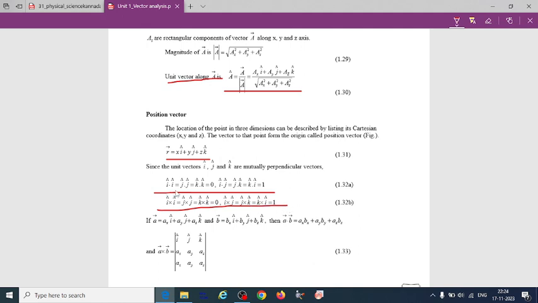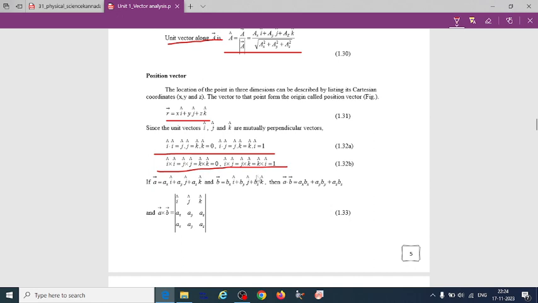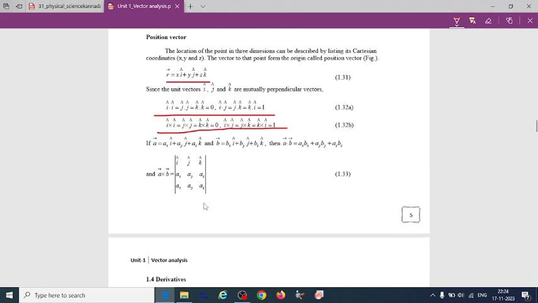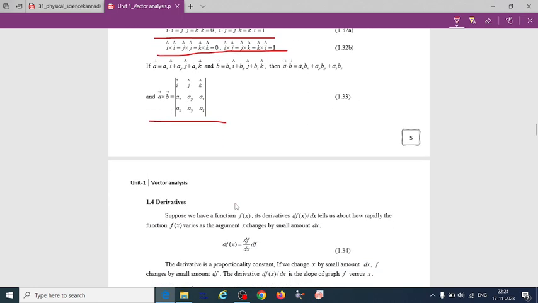i dot i, j dot j, k dot k equal to 1, and i dot j equal to 0. Cross product and dot product formulas you should remember. If we represent A cross B in terms of a determinant, you can write it like this. So questions will be asked on these topics.